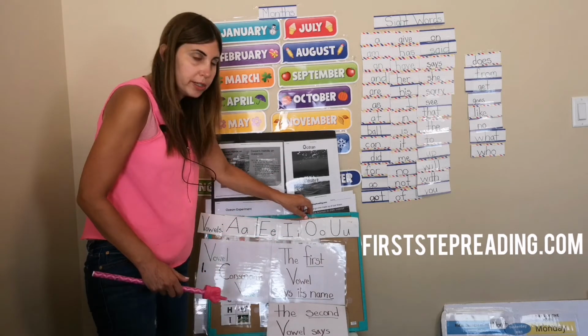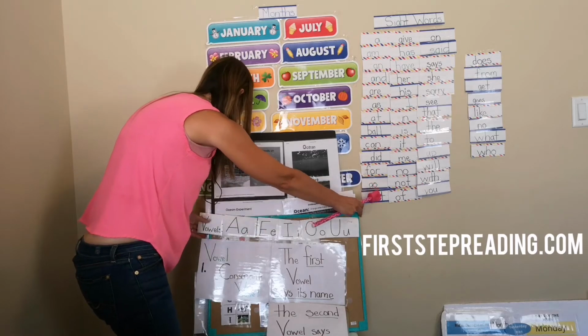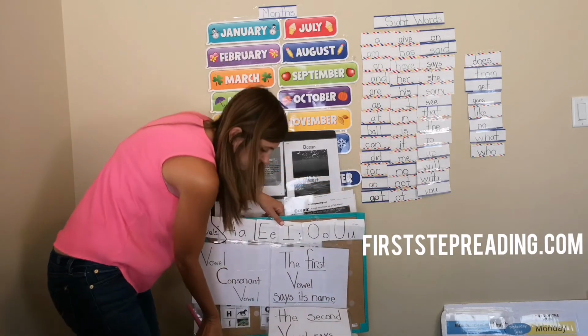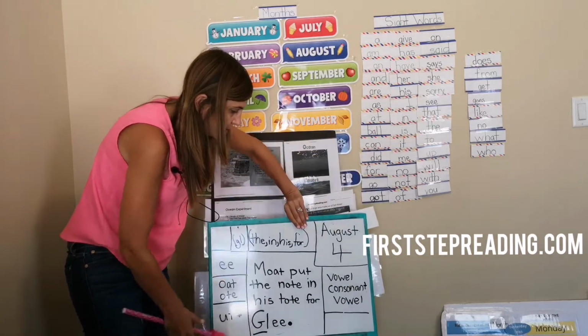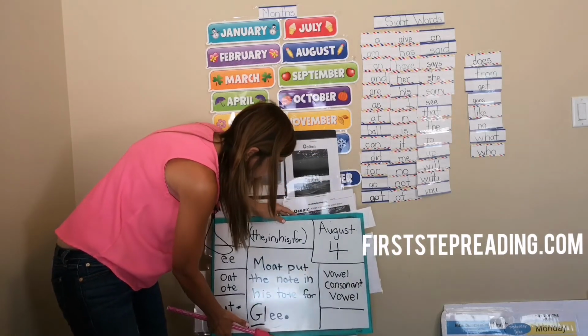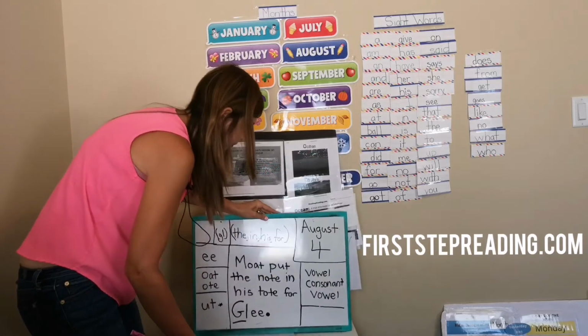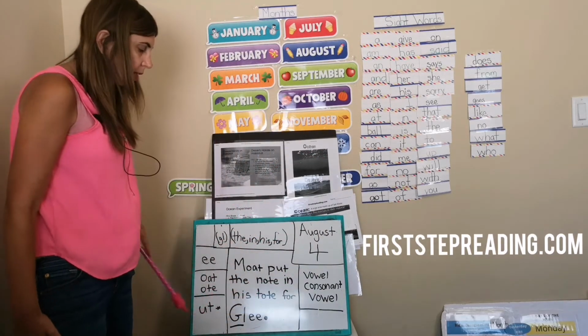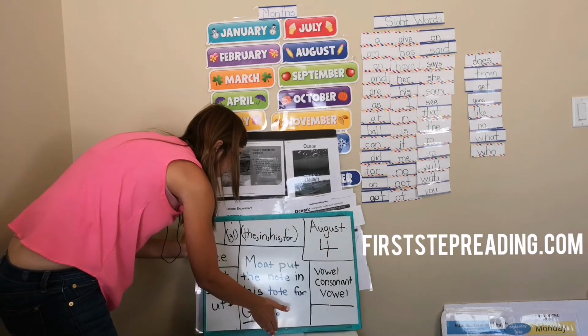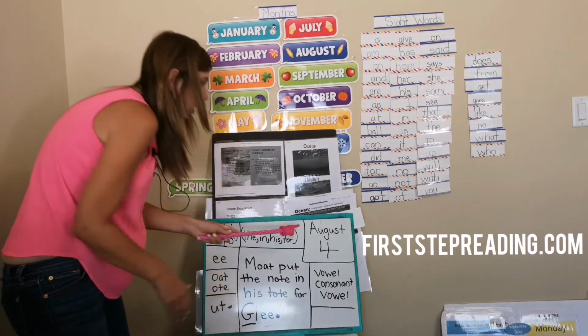Since I said O because we're working on long vowel O words, right? So now I'm going to turn this around and we're going to read our sentence. This likes to fall. Okay, so the sentence can be found under August 4th.